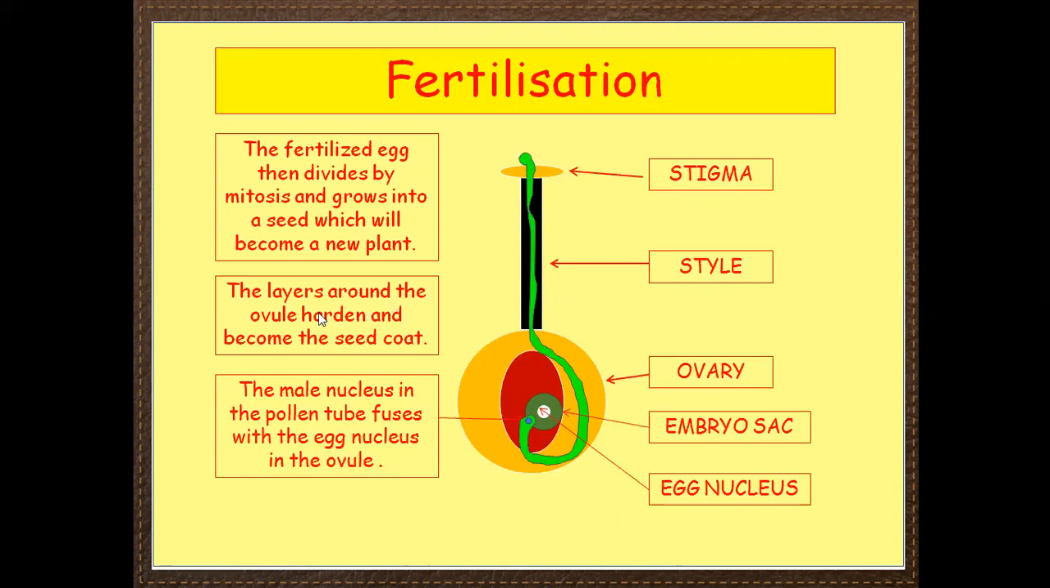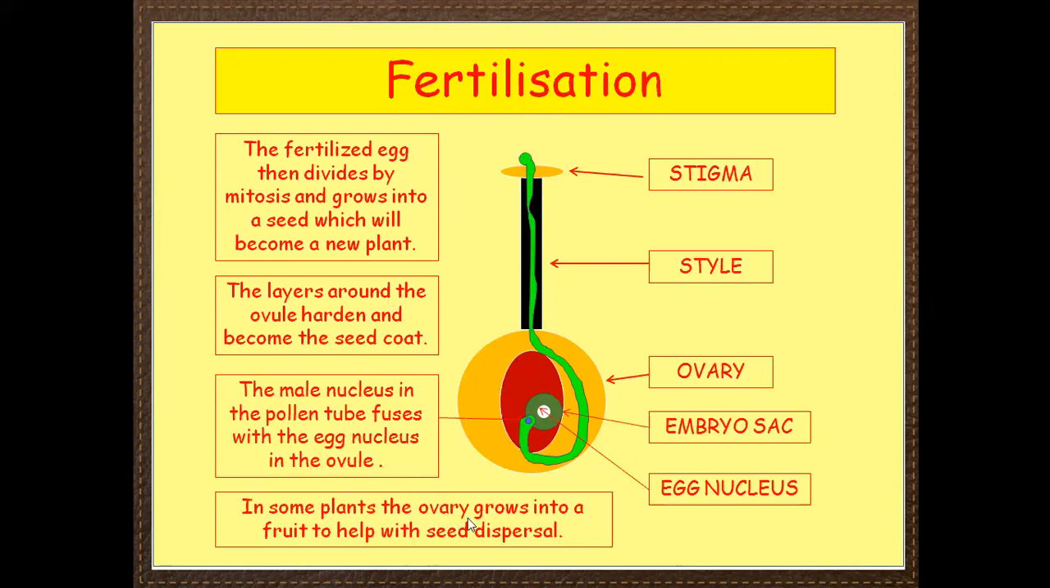The layers around the ovule harden and become the seed coat. The layer means the layer around the ovule, the coat of the ovule, right? That is called the integument. So that will convert into the seed coat.